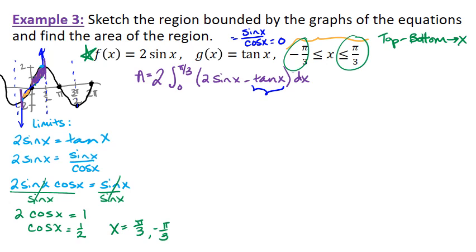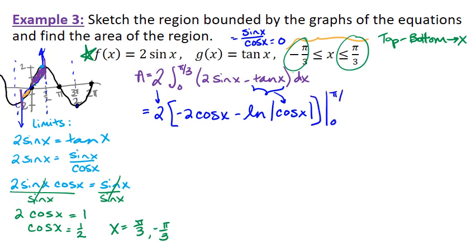But I'm going to kind of wave my hands with this because really the integrating part is not part of this lesson. So this becomes 2 times, when I integrate this, I get negative 2 cosine of x minus the natural log of the absolute value of cosine of x. That is the antiderivative of tangent of x. And we're going to evaluate this from 0 to pi over 3. And again, you can plug all of this in. I'm going to kind of wave my hands because of time, really. So again, you're going to plug the upper limit in and then plug the lower limit in.